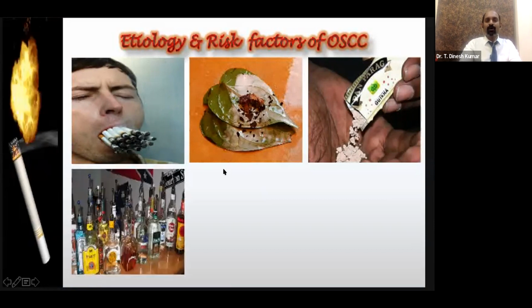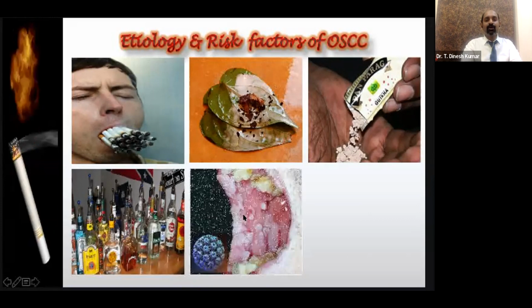Apart from this, you also have alcohol, but the role of alcohol is very debatable. There is no clear evidence that alcohol on its own plays a very important role, but when it is used in conjunction with tobacco, it has a synergistic effect, where the alcohol can cause easy dissolving of the tobacco products and gain entry into the oral mucosa to produce its desired carcinogenic effect.